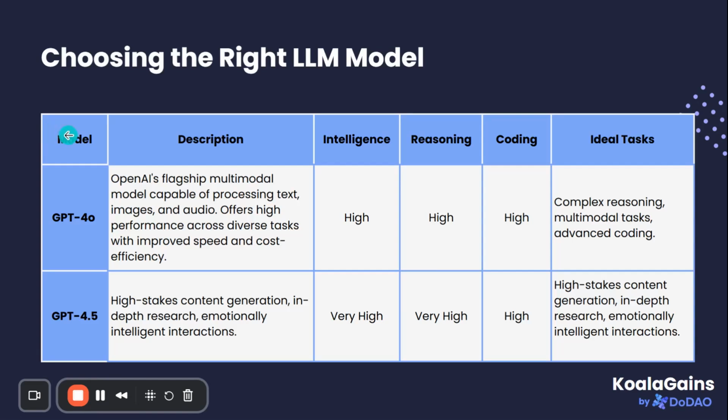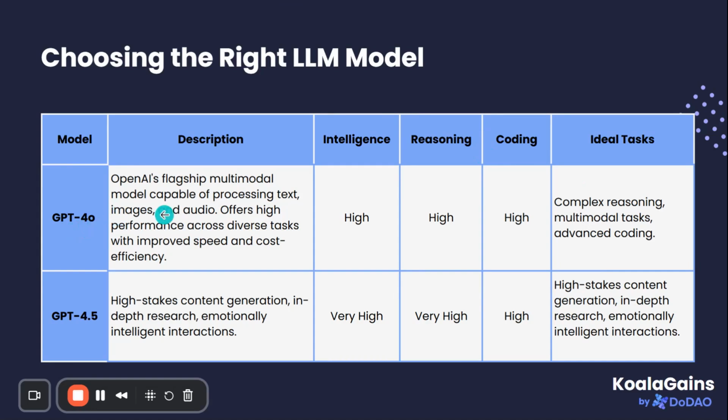In this column, we have the model name. In the second column, we have a description that gives you a quick overview of the model's special abilities. In the third column, we have intelligence, which tells how well the model understands and generates an accurate response. The fourth column is reasoning, which tells how well the model can think through complex tasks logically. The fifth column tells you how well the model performs on programming related queries. And the last column, ideal tasks, will tell you what type of real world tasks the model is best at.